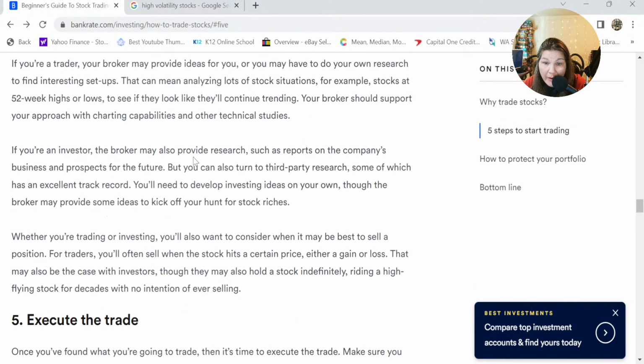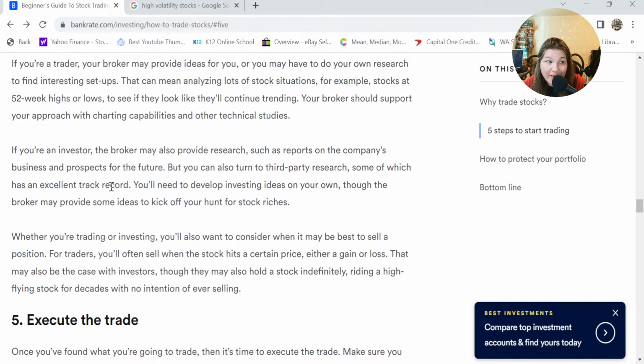So if you're an investor, the broker may also provide research, such as reports on the company's business and prospects for the future. And the great thing about those sites that I gave you guys, TD Ameritrade and Webull, is that they do that. They give all kinds of reports. In TD Ameritrade, you can pull up the news, and it will pull up all news articles on that stock. Say, Apple, for example. If you pull up Apple in TD Ameritrade, you can look at all of the news for Apple, going back weeks. Anything that's been in the news, it provides to you. So that's really helpful.